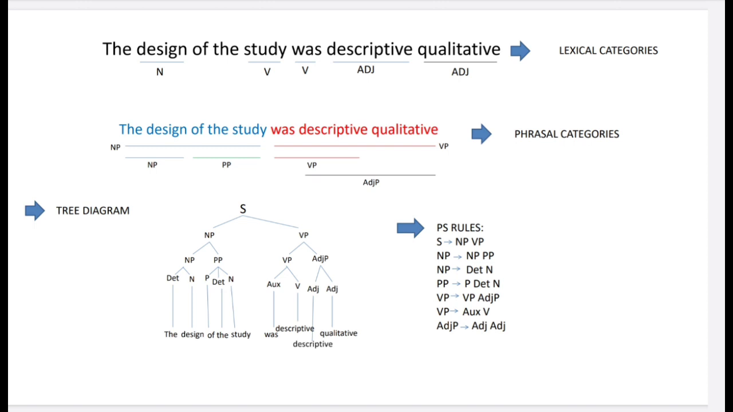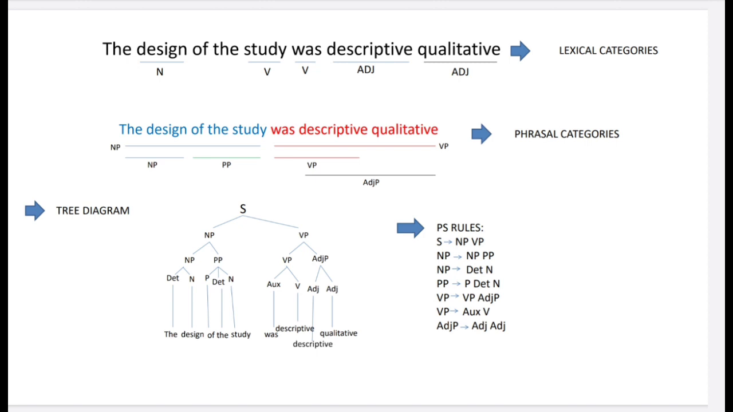There are two structures again, that are verb phrase and adjective phrase. The verb phrase here is was descriptive. Why is was descriptive called a verb phrase? Because there is was before descriptive. Was is an auxiliary verb that helps descriptive be a verb. So was descriptive is a verb phrase, and the adjective phrase is descriptive qualitative because descriptive qualitative is adjectives in one phrase.